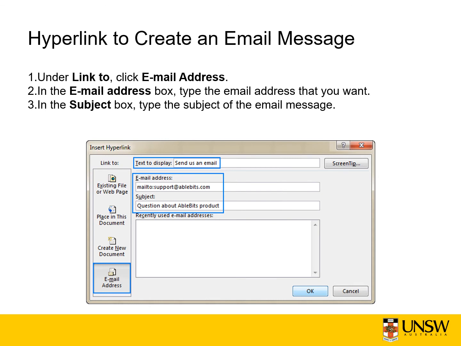The last hyperlink feature is creating a link to send an email. To have it done, click the email address icon, then in the email address box, type the email address of your recipients. Optionally, you can enter the message subject in the subject box. This will open a new email message in Microsoft Outlook with the recipient email addresses and the title that you typed.